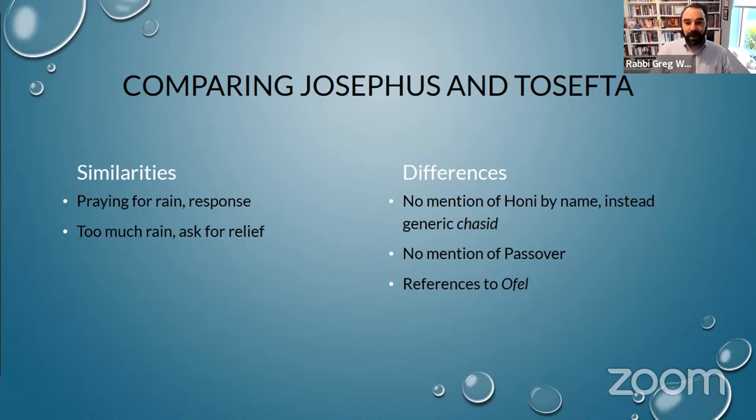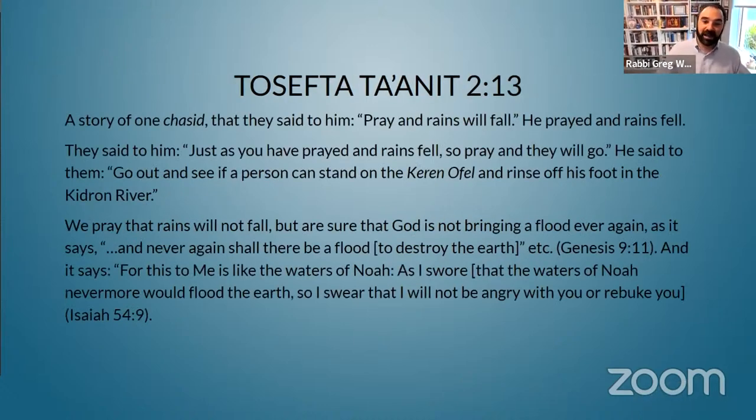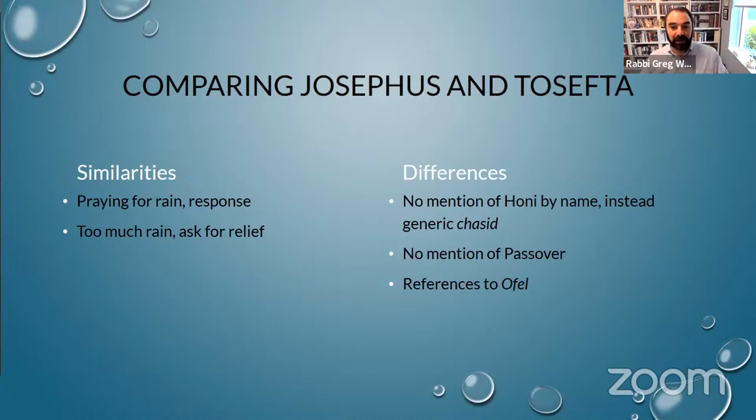Praying for rain, not only praying for rain, but praying for rain at least at certain times in a season where rain needed to come. And what happened was there was so much rain that became problematic as well, that they had to ask that the rains be turned off. However, also some important differences. We see the name used in Josephus, but in the Tosefta, he's not referred to by name, just as some guy who was a Hasid, but he's not named. Nor is there in the Tosefta the seasonal element of it.